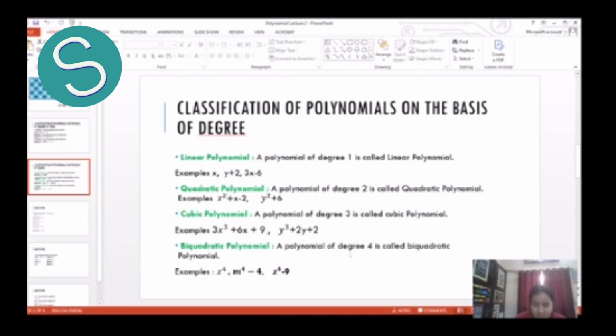A polynomial of degree 4 is called biquadratic polynomial. अगर कोई polynomial है जिसकी डिग्री 4 है तो वो biquadratic polynomial हो जाता है. Example is x की power 4, m की power 4 minus 4 and z की power 4 minus 9. In all three examples, 4 is the highest degree, that is why it is a biquadratic polynomial.